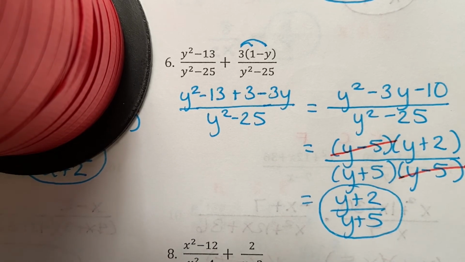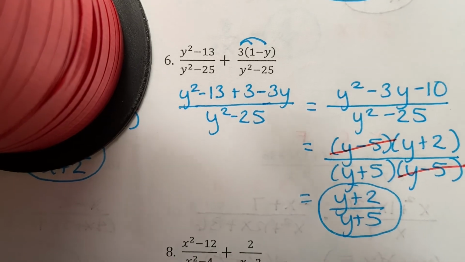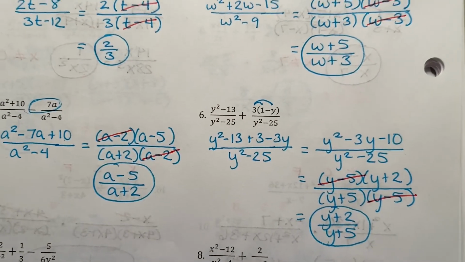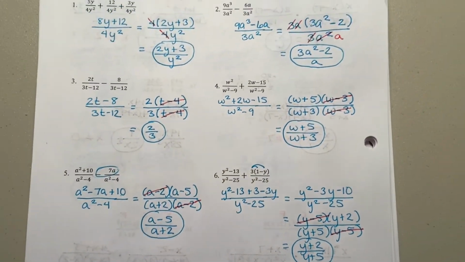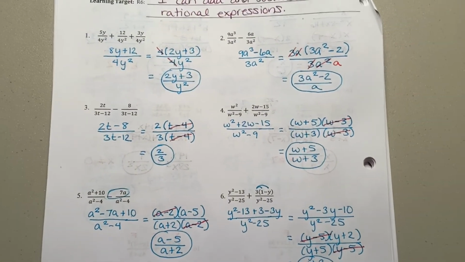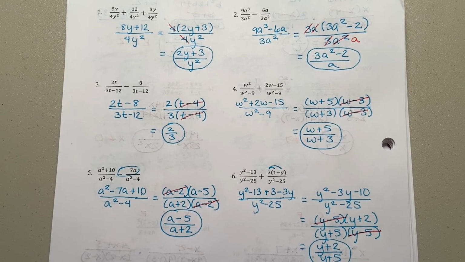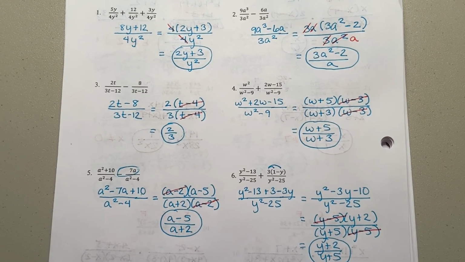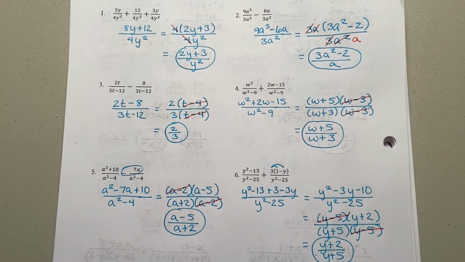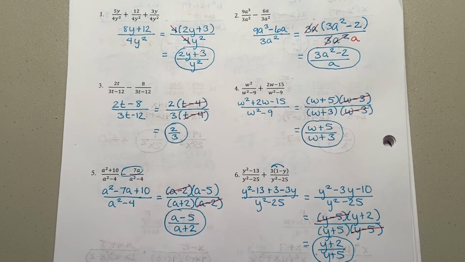So I just want to touch base on a few of these problems, all right? When we look at these problems, I want you to think about our steps. Our steps were: if we had a common denominator, we wanted to keep that common denominator. And then when we were looking at the numerator, we combined our like terms.